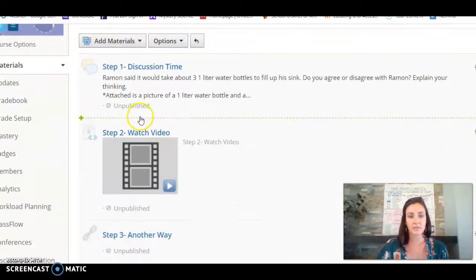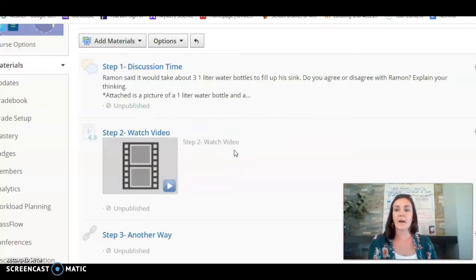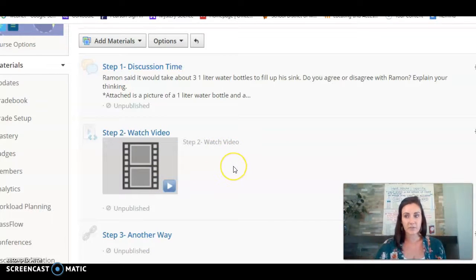Then we have, going back to the folder, step 2, watch a video. This is your instructions. We are again going over our liquid capacity, just a review, and how you can compare those two and add or subtract more in your word problems.